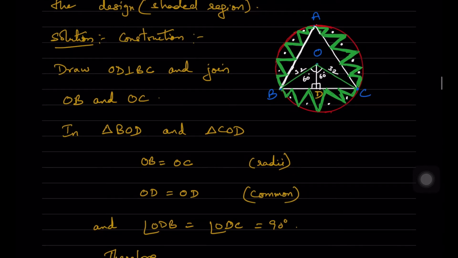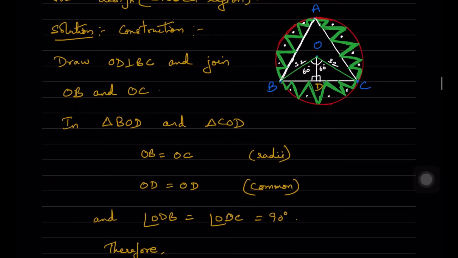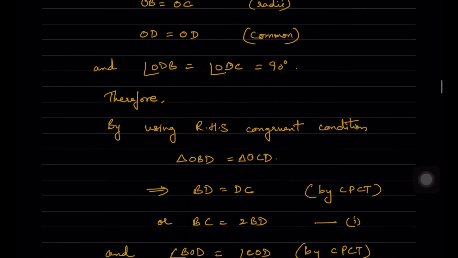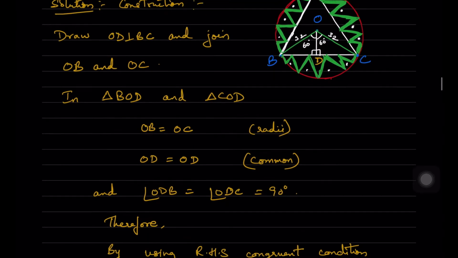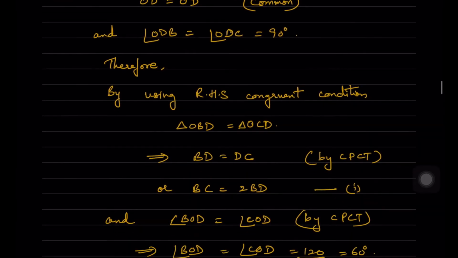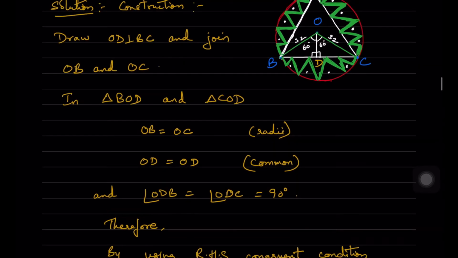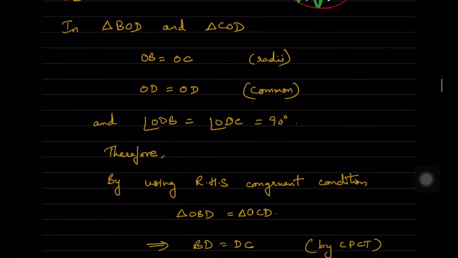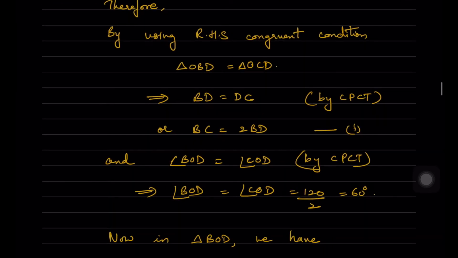In triangle BOD and triangle COD, OB is equal to OC, that is the radii of the circle. Now OD is equal to OD from both the triangles, which is common. This is one common condition, and then you are having angle ODB is equal to angle ODC, which is equal to 90 degrees. So we can tell from the RHS congruence condition that triangle OBD is congruent to triangle ODC.